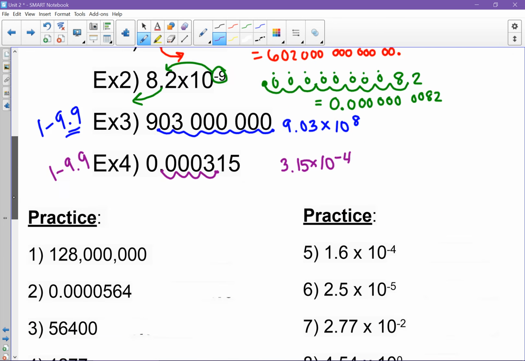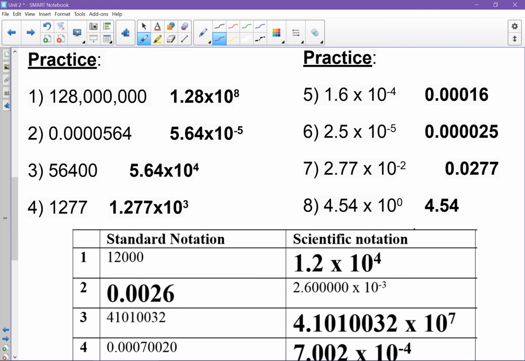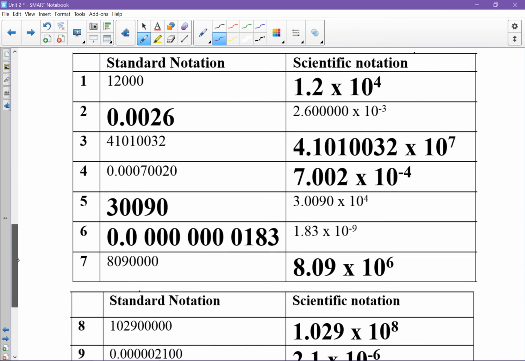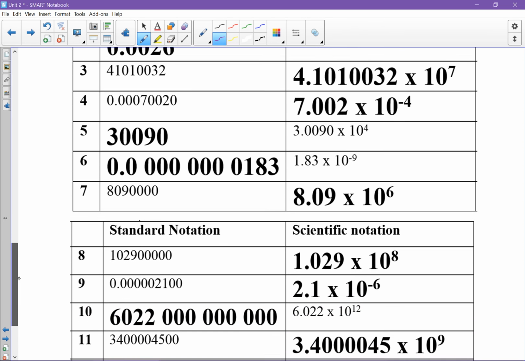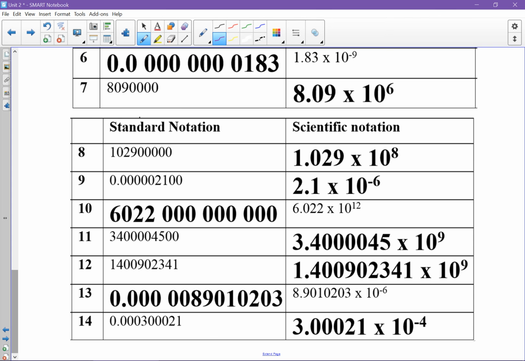So here's what I'd like you to do. Try this practice at the bottom. Don't do the bottom part where it says calculator, but try some of this practice, pause the video, and then come back and check your answer with me. Alright, here are the answers. If there's something that you feel like you don't understand and it's kind of weird, just come on over and ask and we'll figure it out together.